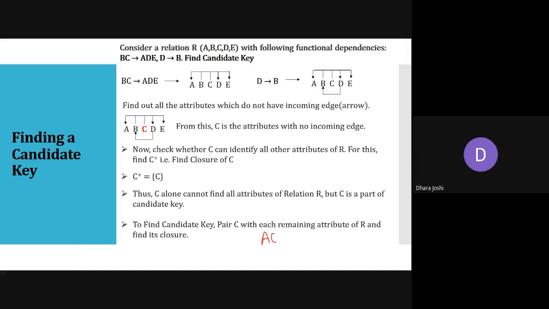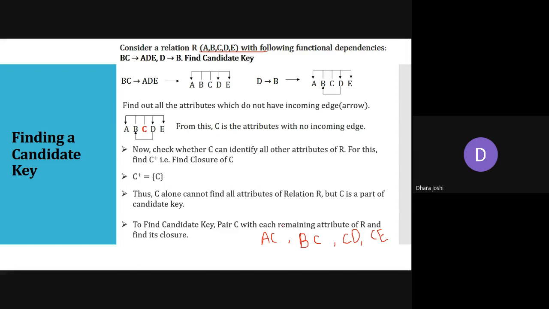So we need to find the closure set of attributes for AC. Merge C with B, so it will be BC; merge C with D, so it can be CD; or merge C with E, so it can be CE. So what we have done: C alone cannot become a candidate key. It is not eligible because only C cannot derive all these values. So C can be a part of the candidate key. That's why we are merging C with each and every other attribute.